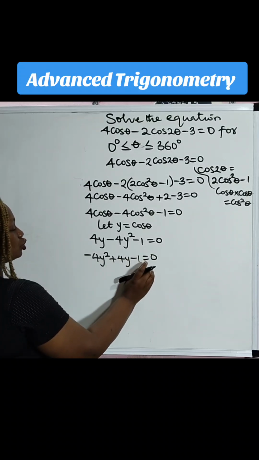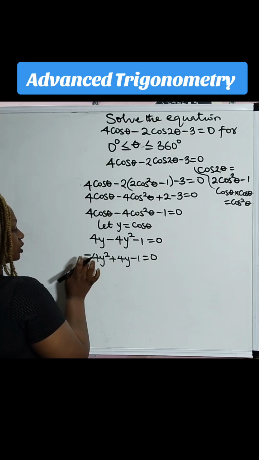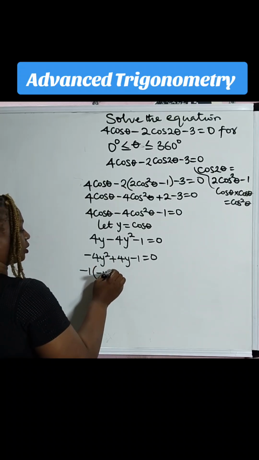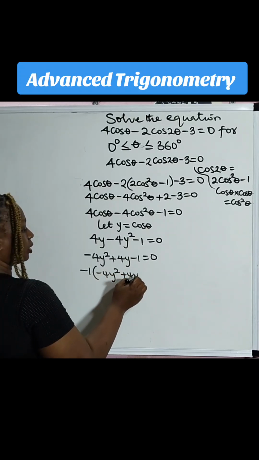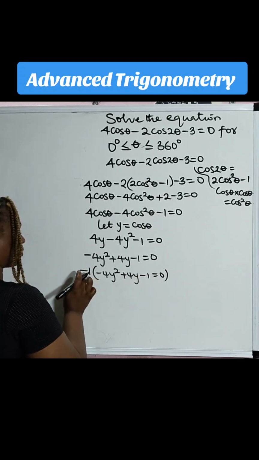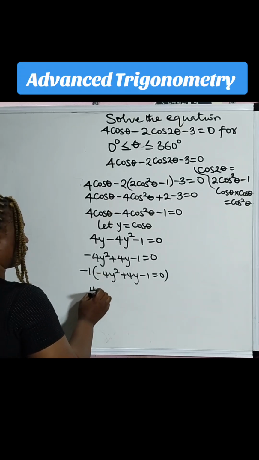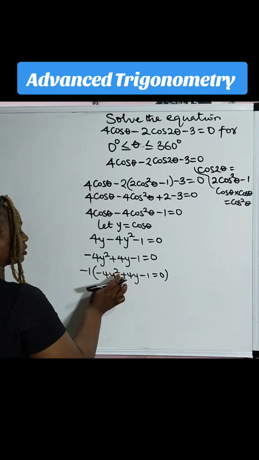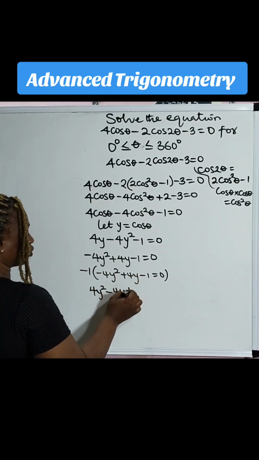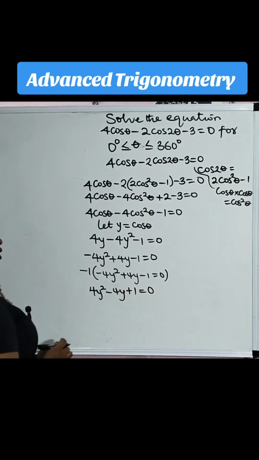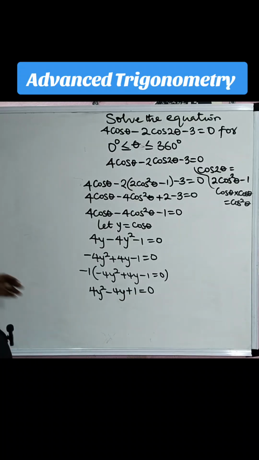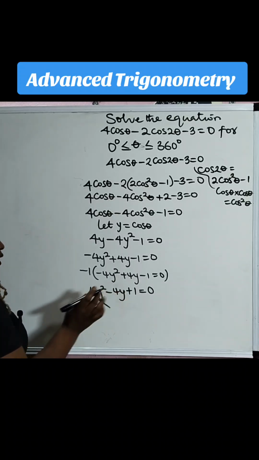Let's multiply all through by minus 1 so that we can change this to plus. Okay, so we have minus 1 times minus 4y square plus 4y minus 1 equal to 0. Now open this, we have minus 1 times this will give us 4y square, minus times plus we have minus 4y, minus times minus we have plus 1 equal to 0. At this point we do what? We factorize. Okay, now remember our easier way of factorization.